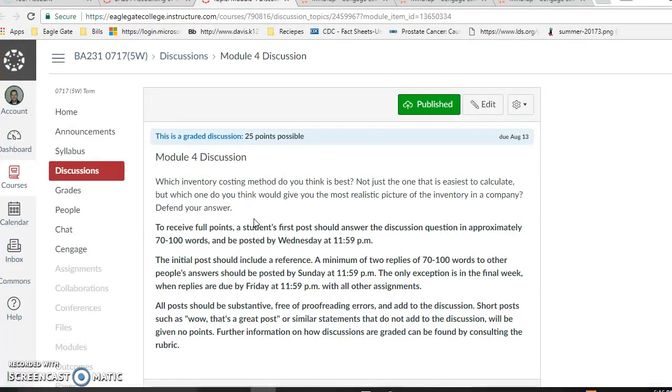LIFO is last in, first out. That's basically self-explanatory. It's just when something comes in, if it's the last thing that came in, it's going to be the first thing that's going to go out. Your FIFO is just the opposite. You're first in, you're first out. And your weighted average method is just where you're taking an average of everything on hand. So I want to explain a little bit about the difference between all of those and give you just a quick example of where some of them might be used to kind of get the ball rolling.